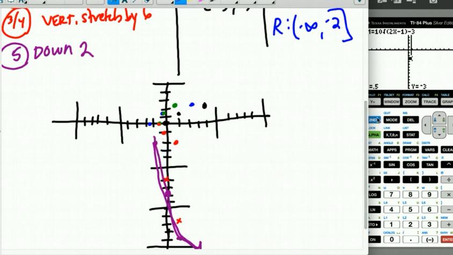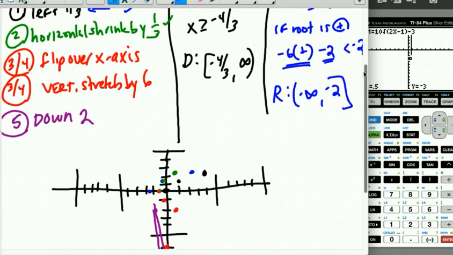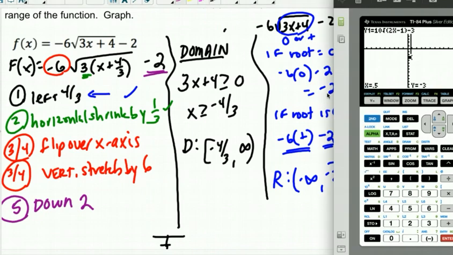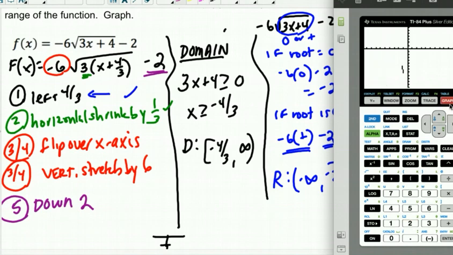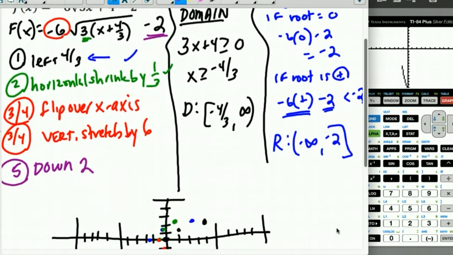So now if we go ahead and graph that real quick in our calculator, just to confirm, we're going to go to our y equals, we'll type in a -6, the square root of 3x plus 4, close the parentheses, minus a 2, and then we graph. And there's our graph, and sure enough, it conforms with what we were expecting right there.